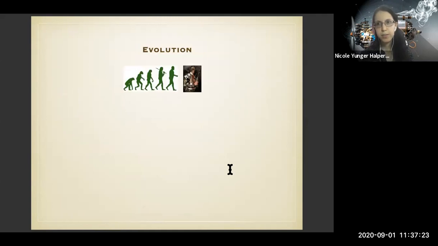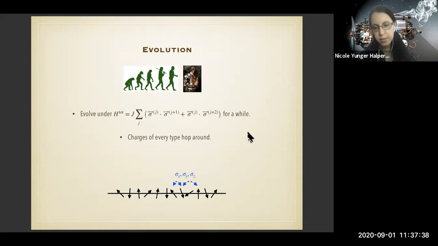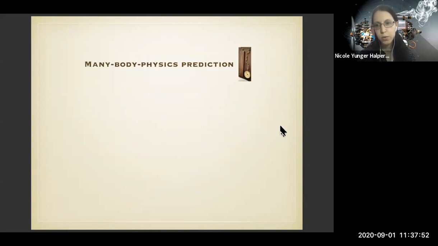So we've talked about a setup, a preparation procedure, and an evolution. This evolution needs to happen under the Hamiltonian that we constructed. It takes quanta of all different charges and hops them around the lattice. We found that a time linear in the system size suffices, but the longer that you evolve the system, the more cleanly something close to the non-abelian thermal state pops up. And what should we predict, especially in the language and toolkit of many-body physics?